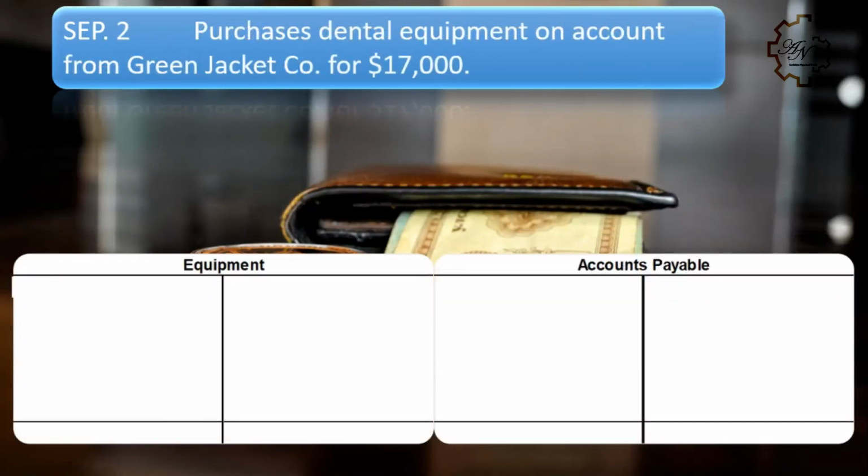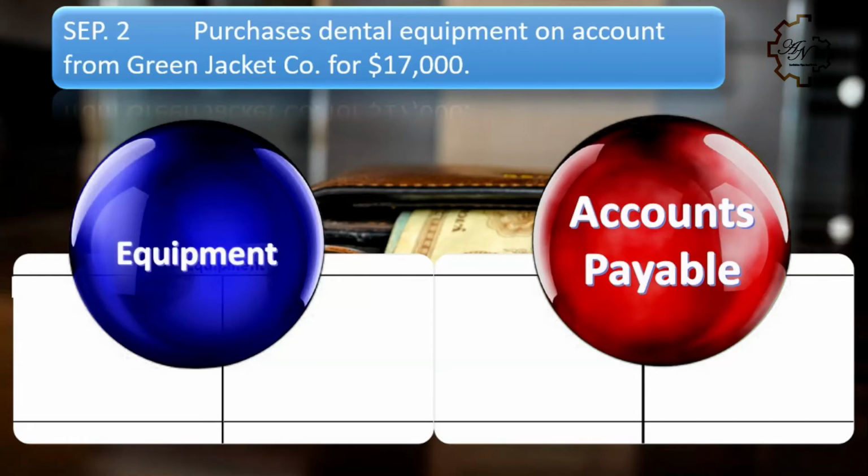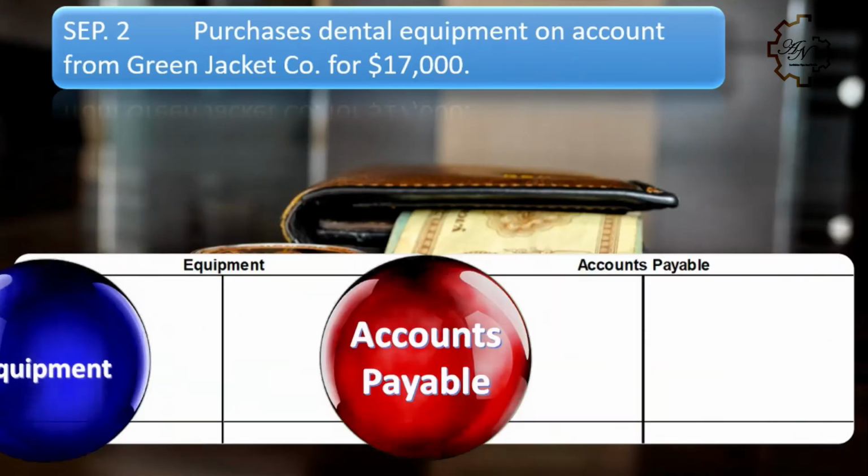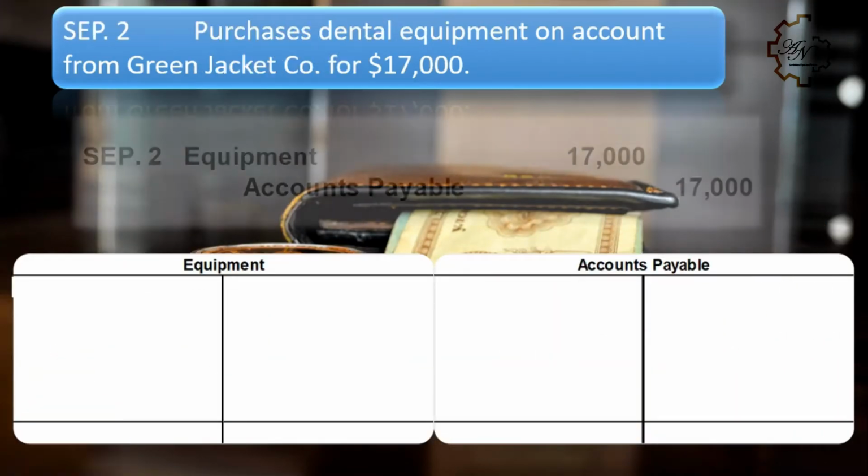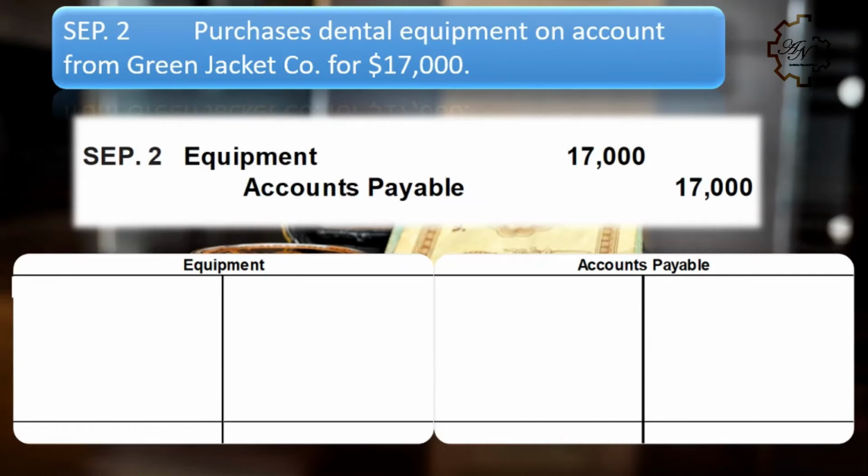The second transaction on September 2 purchases dental equipment on account from Green Jacket Co. for $17,000. Here we have equipment and accounts payable, and the entry is debit equipment, credit accounts payable, and we have to transfer them to the ledger. $17,000 in the debit side of equipment, $17,000 in the credit side of the accounts payable.